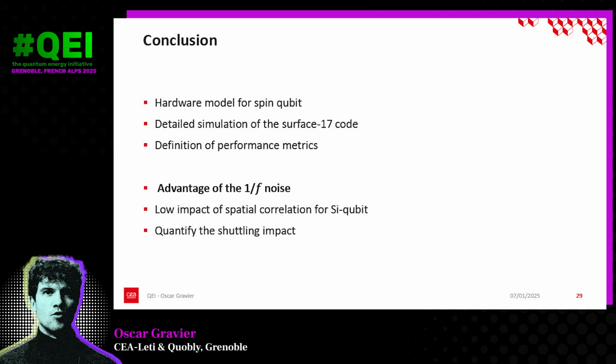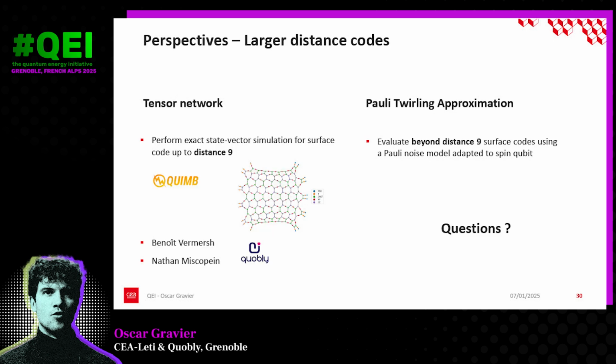And so we have been able to show that there is an advantage on spin qubits when working with 1/f noise, that the spatial correlations have a low impact on logical qubits, and we've been able to quantify the shuttling impact. And as perspective, we are going to work on a larger distance code with Benoît Vermersch and Nathan Miscopin from Kobli.